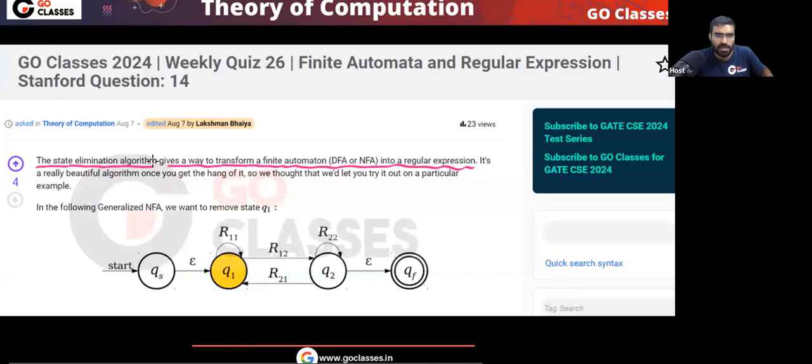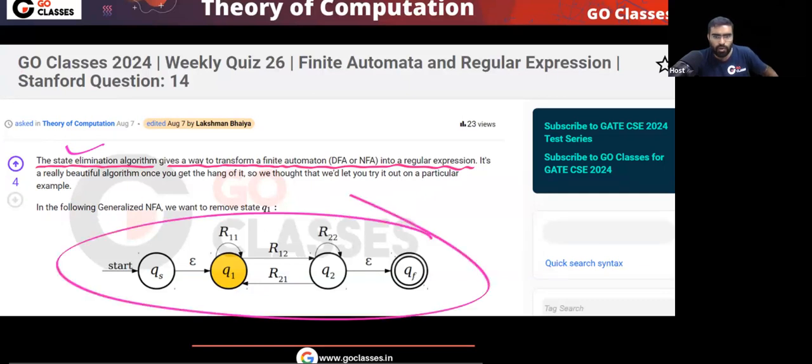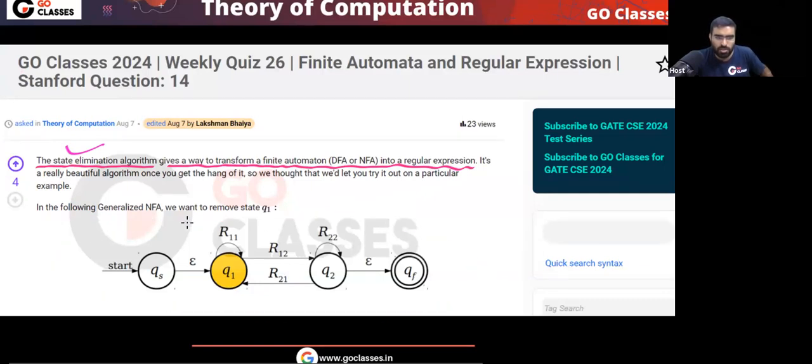Now you can see the state elimination algorithm gives a way to transform finite automata to regular expression. It's a real beautiful algorithm once you get the hang of it. So we thought of giving you one question. This question is taken from Stanford and the same language was used, so I have put it as it is. In the following generalized NFA, this is your NFA.